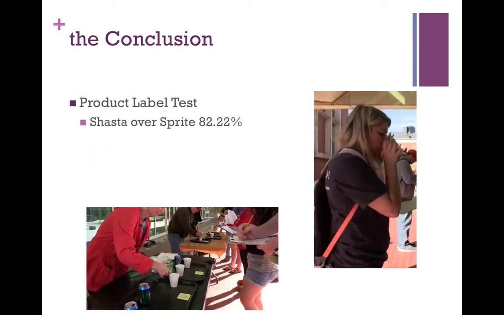The results from the product label test, when looked at very closely, show us that 82.22% of people like Shasta Twist over Sprite when making their decision based off of just the product label. And from our blind taste test, we were told that 71.11% of people like Shasta Twist over Sprite based purely off of the taste of the product without knowing what they were tasting.